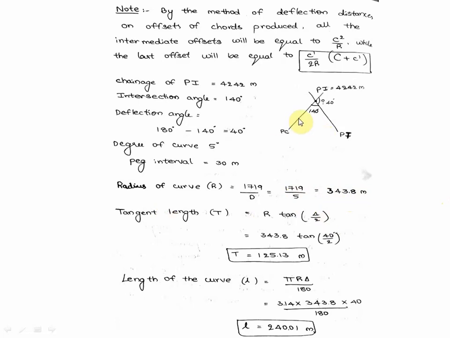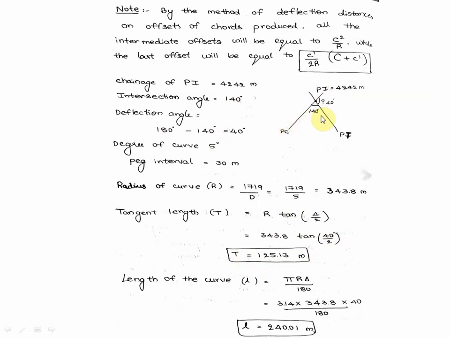Next is the tangent length. Now that you have calculated the radius of curve, you need to find out the tangent length, this length from PC to PI. The tangent length is R tan delta by 2. R you have calculated as 343.8, and delta is the deflection angle, 40 you have calculated, so 40 by 2. Calculate that, and you will get tangent length T equal to 125.13 meter.